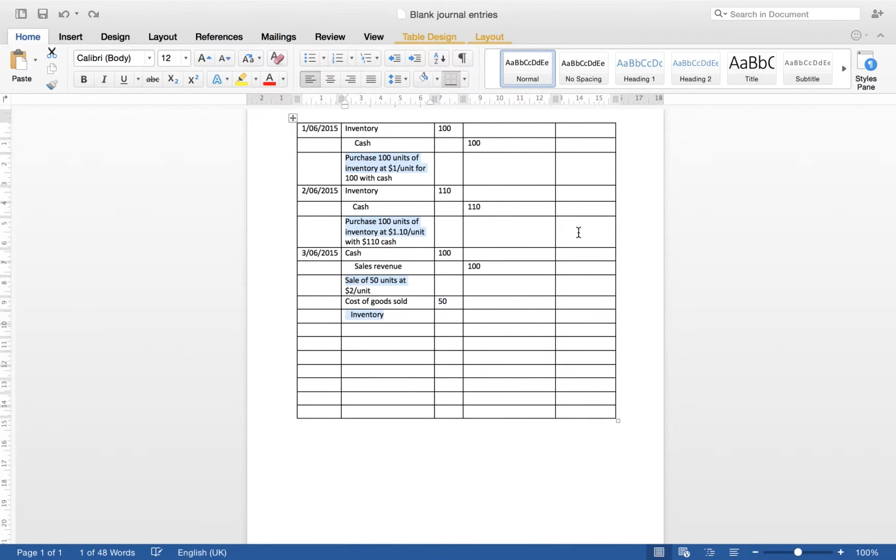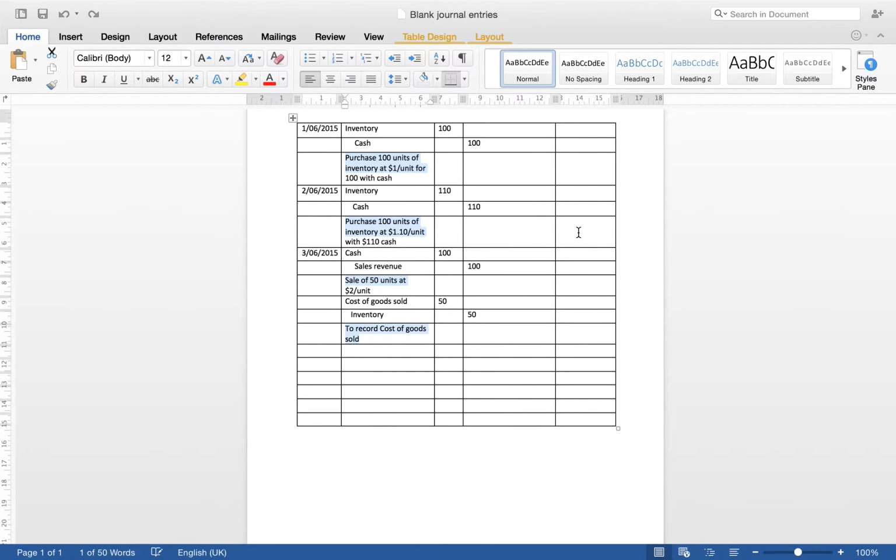And now in calculating our cost of goods sold, we move back to our first purchase of inventory and we take 50 of those units we purchased at $1 each and we debit cost of goods sold for 50 and credit inventory for 100 to record the cost of goods sold.